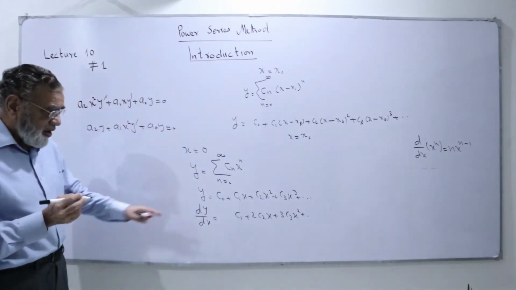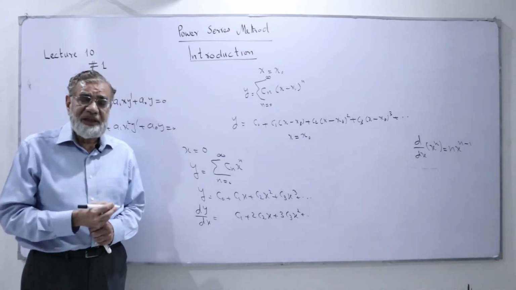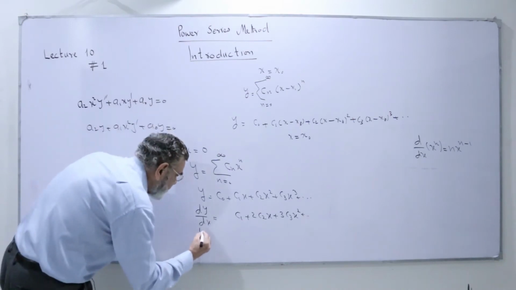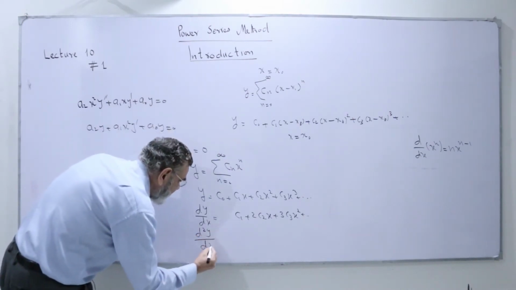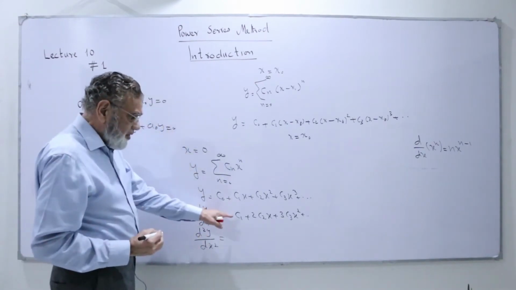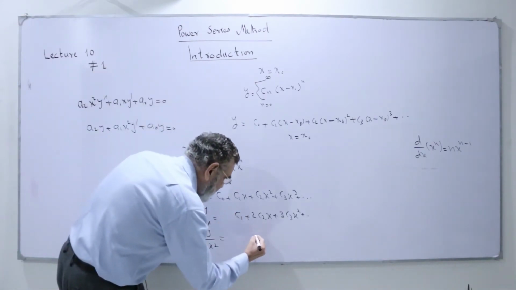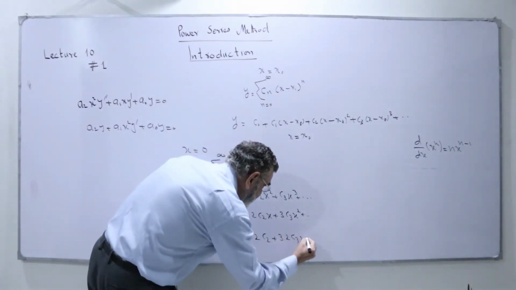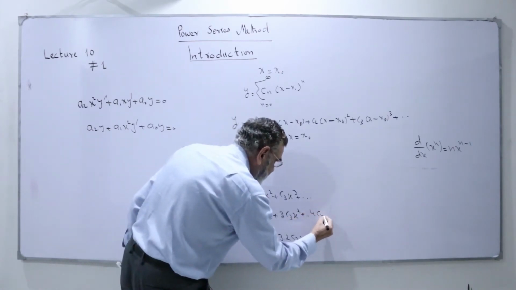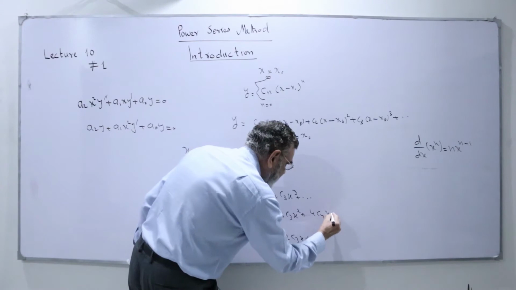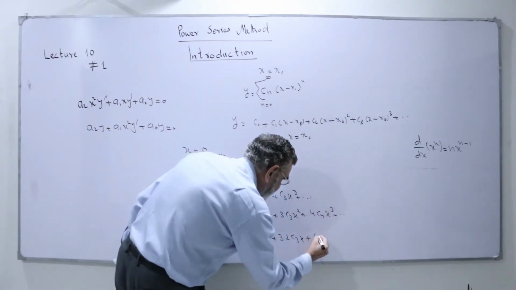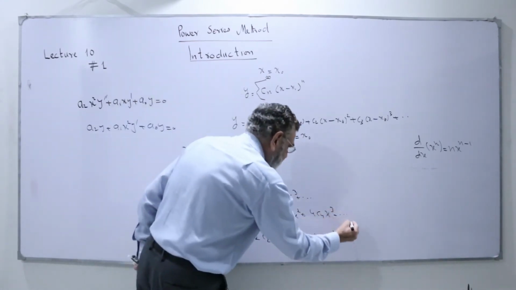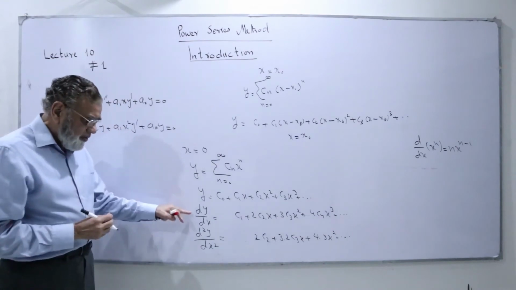We get the first derivative, and mostly if we have a second order differential equation, we need the second derivative also to replace that. So I take the second derivative, d2y by dx squared. Taking the derivative of c1 gives 0, and we get 2c2 plus 3 into 2 c3 x plus 4 into 3 c4 x to the power 2, and so on. So this is my second derivative. Now we have y, y dash, and y double dash.